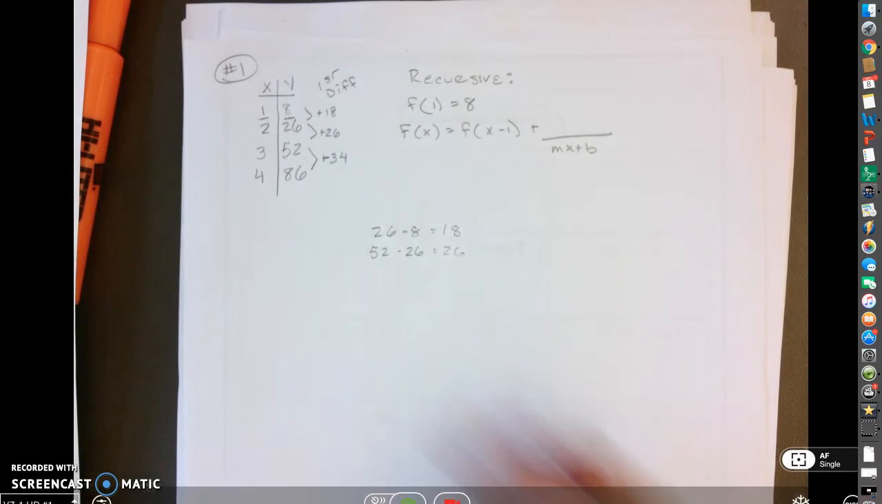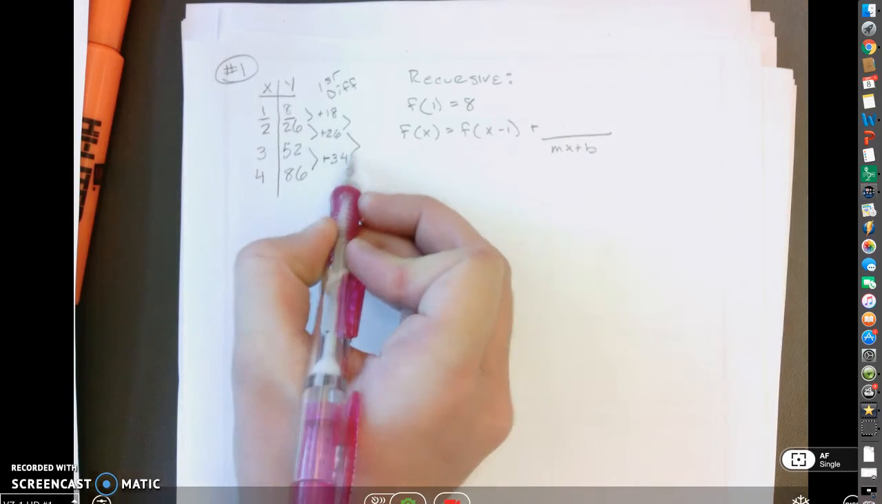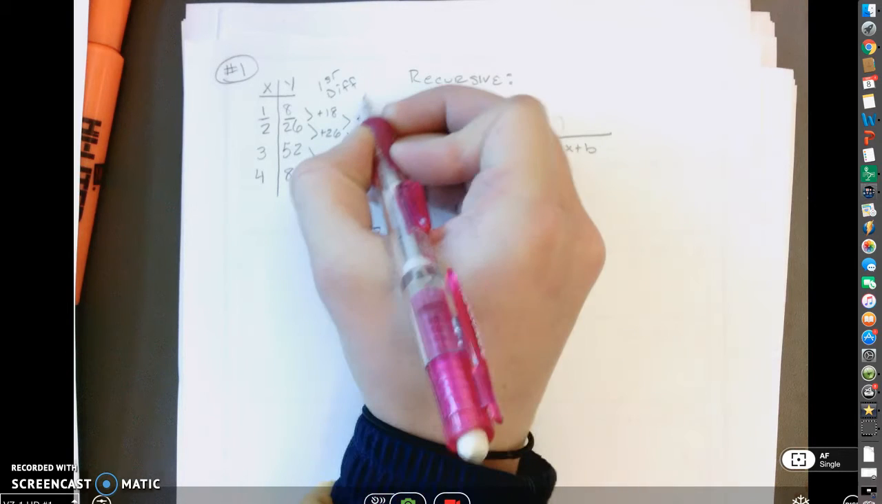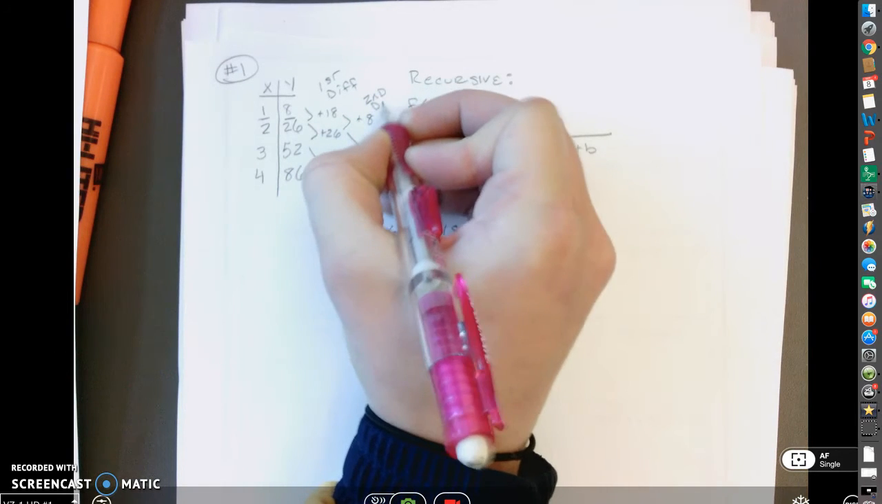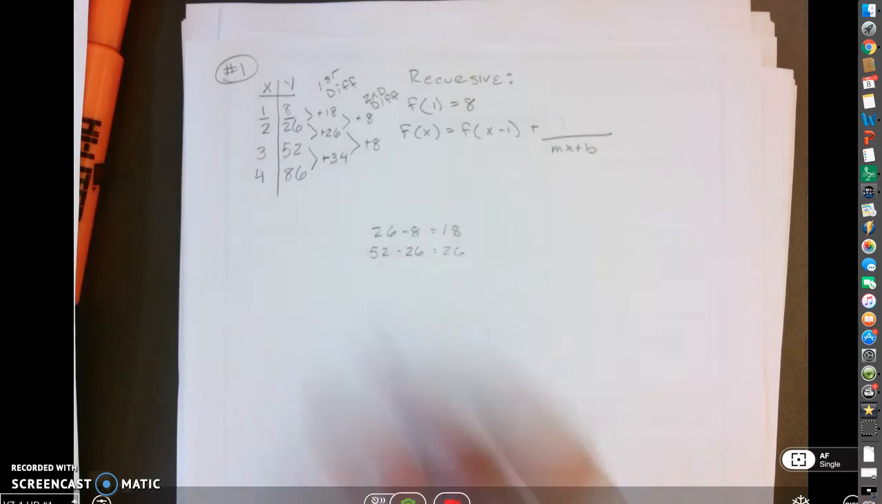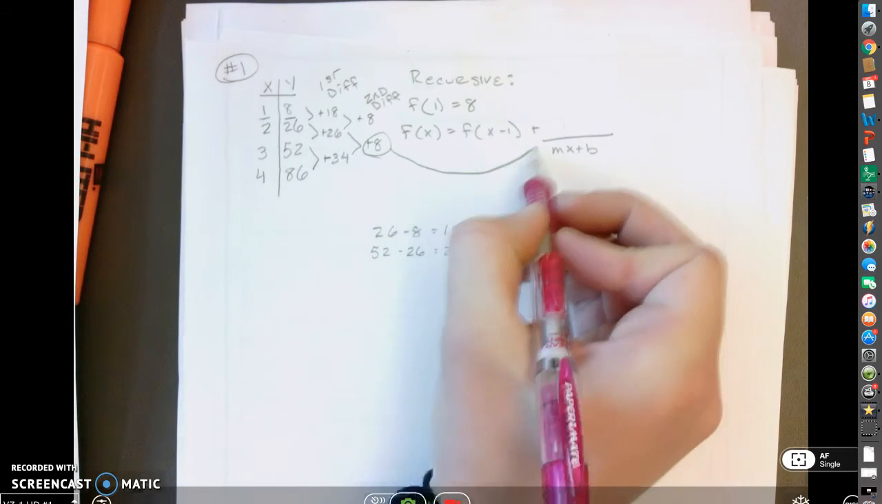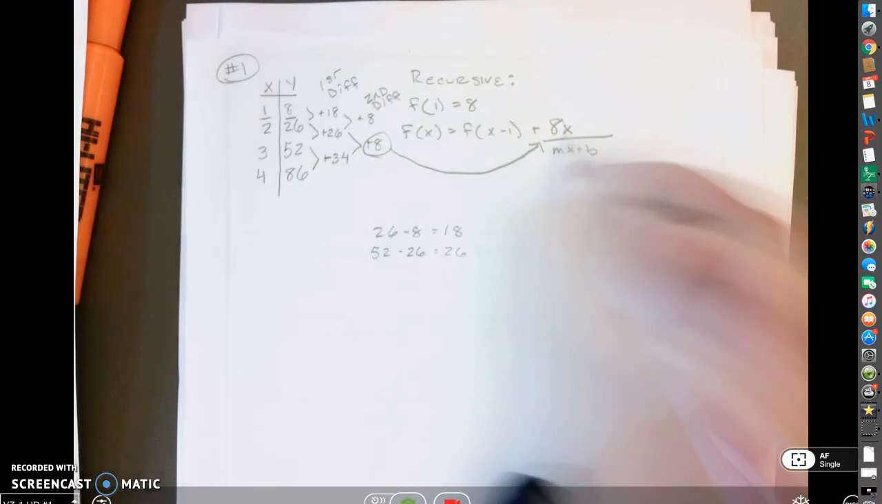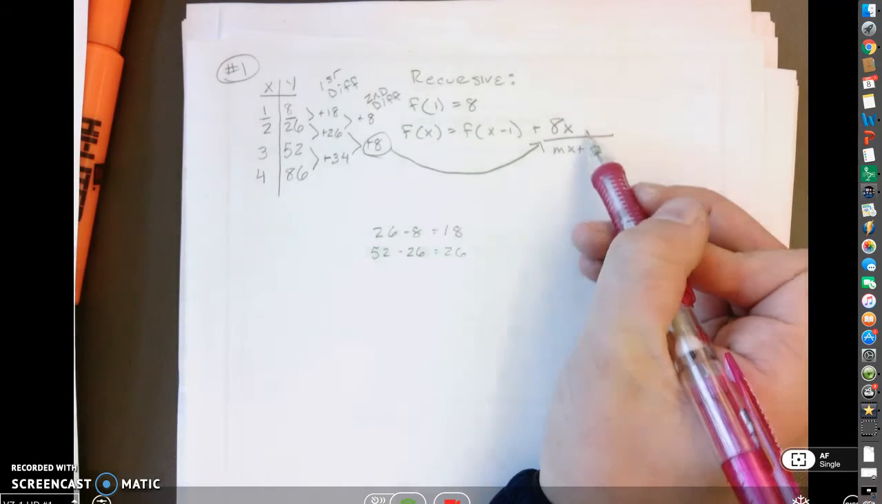Then I need the second difference, so I'm going to go from here to here, which is going to be plus 8 and plus 8. So that's my second difference. Okay, so the plus 8 always, every single time, goes right here. So it's always going to be 8x. And then I have to say, okay, what do I have to add?